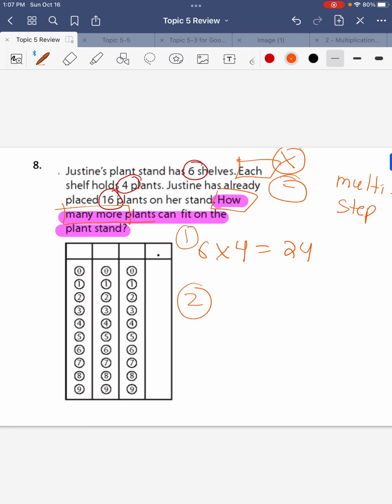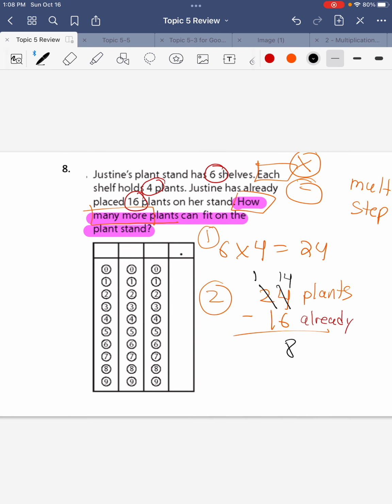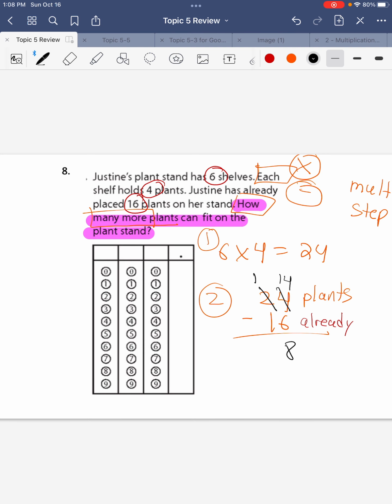My second step is to do 24 minus 16, because she can hold a total of 24 plants on her shelves, but she has already placed 16. So I have to subtract that because they're already on there. So I cannot do 4 minus 6. Take away from the 2, it becomes a 1. 4 becomes a 14. 14 minus 6 is 8. 1 minus 1 is 0. So how many more plants can she fit on the stand? She can fit 8 more plants.